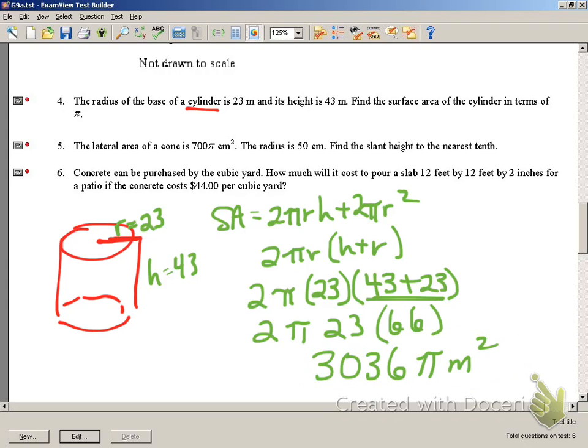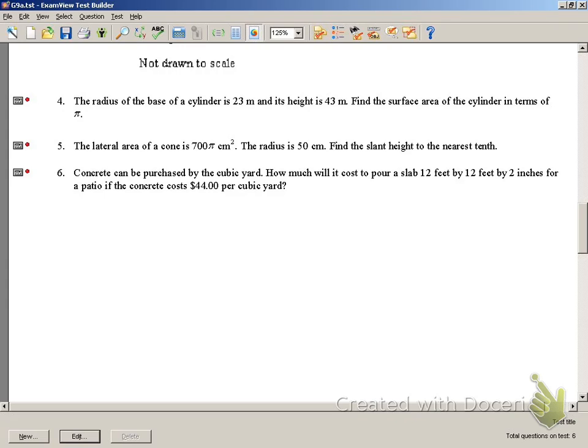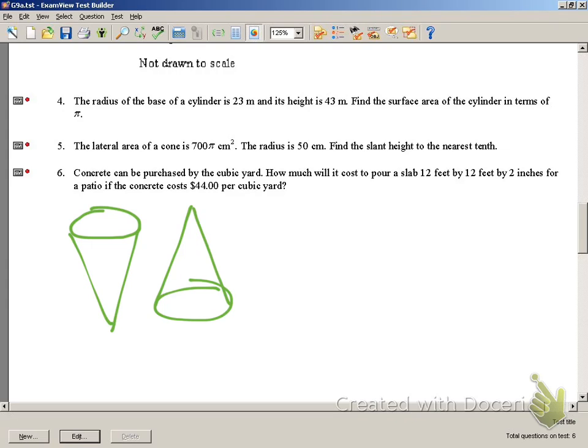Number 5, the lateral area of a cone is 700 pi square centimeters. Now remember, a cone, we can either draw it that way, or if we want to draw it this way, doesn't matter. We have radius and we have a slant height. That's the two things we need to concern ourselves with. Lateral area for a cone.